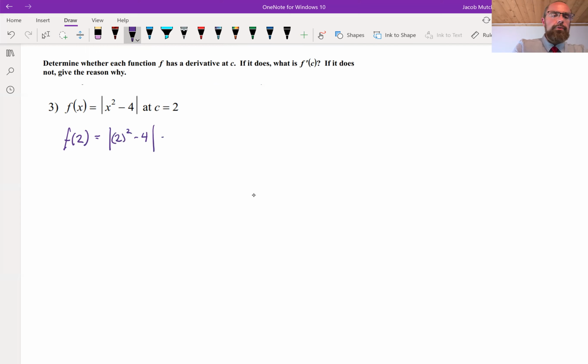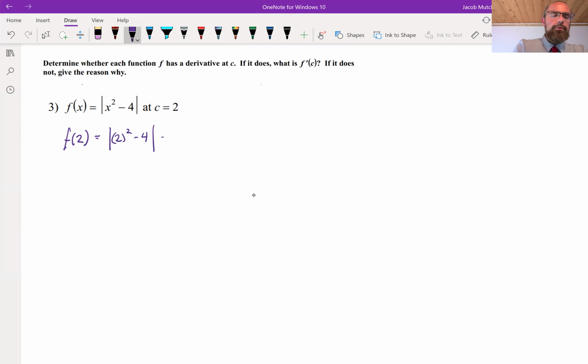So when we go to set up our limit of our average rate of change fraction, let's put it in general terms first. So limit as x approaches c of f of x minus f at c over x minus c. We'll fill in with our values. So our values are going to be the limit as x approaches 2 of f of x, so that's the absolute value of x squared minus 4 minus f at c, which is 0, over x minus 2.